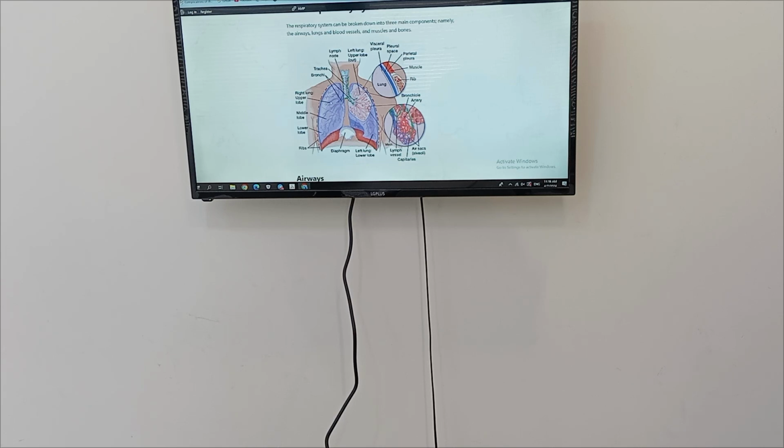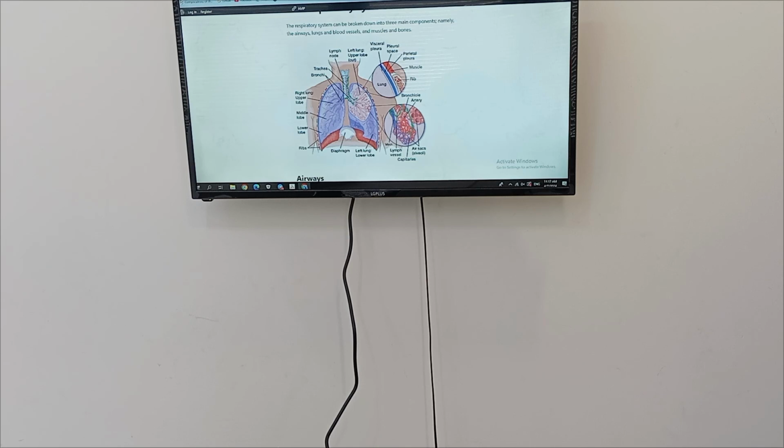You have here the right lung and you have here the left lung. Of course, we are seeing the picture in an opposite way because the person is facing us, so the right lung appears on the left, and vice versa. So we have the right lung. This part to here is the upper lobe, middle lobe, and lower lobe.